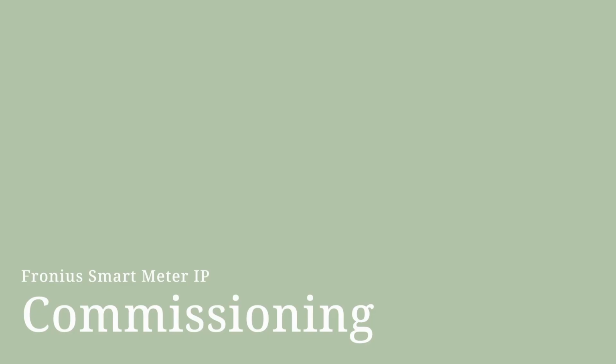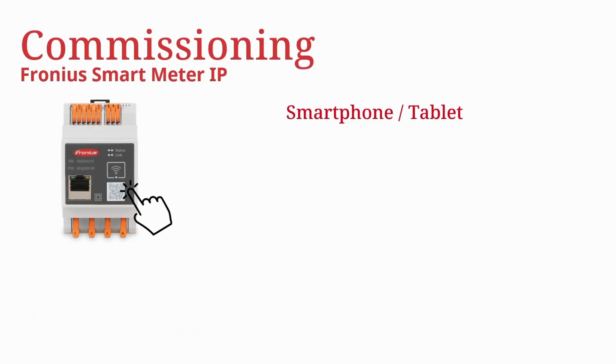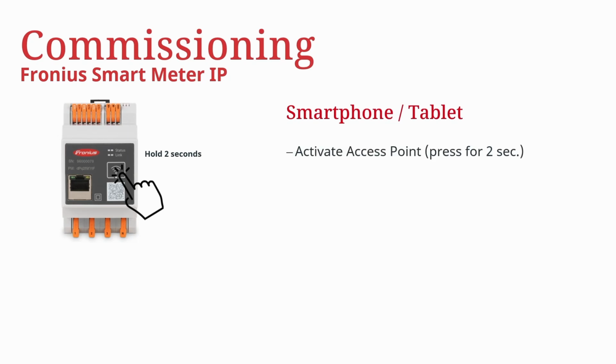Yeah, and then there is one part missing for the Smart Meter IP, and this is the commissioning. This is a quite easy process. We differentiate between smartphone or tablet commissioning and, on the other side, using a laptop. I would like to start with the smartphone and the tablet, the mobile devices, let's call it that. Therefore you need to press and hold the Wi-Fi button for 2 seconds. Then the access point of the Smart Meter IP is automatically opened.